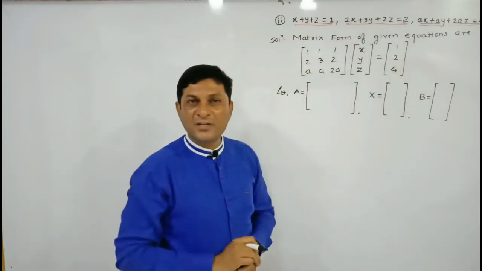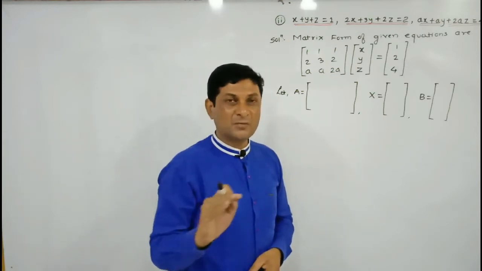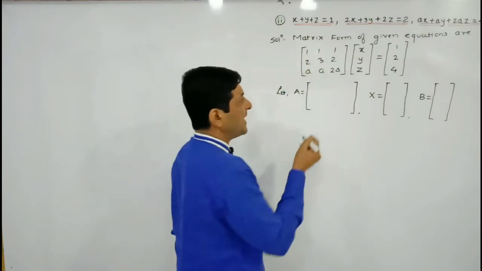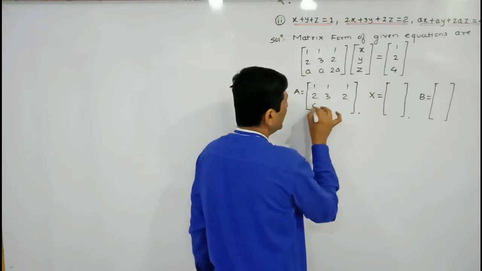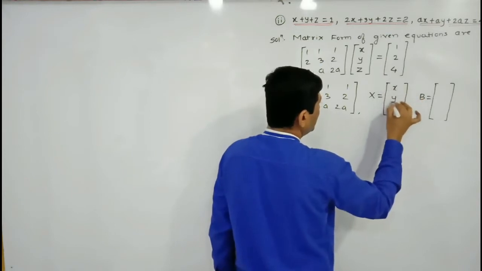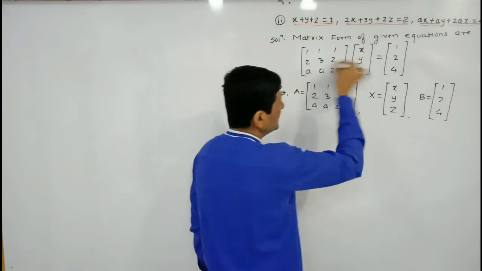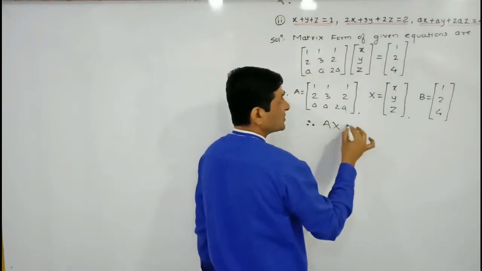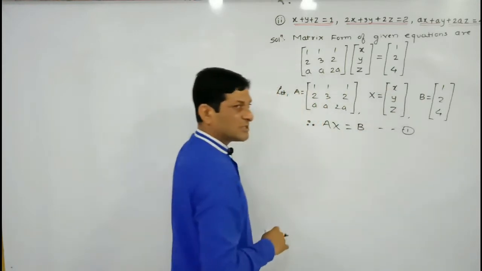So already the equations are written in matrix form. If you are able to convert the given equations into matrix form, you get 1 mark here. Now denote the first matrix by A, whose elements are 1, 1, 1, 2, 3, 2, a, 2a. Denote the second matrix by X, where its elements are x, y, z, and this matrix I denote by B. Therefore this equation becomes AX equals B. Denote this by equation number first.